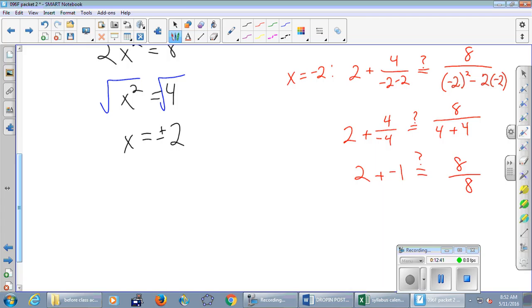And now I'm ready to decide whether or not it does. So is that equation true? It is, right? 1 equals 1. Okay, so x equals -2 works. Great. Let's try the other one, which is x equals +2.